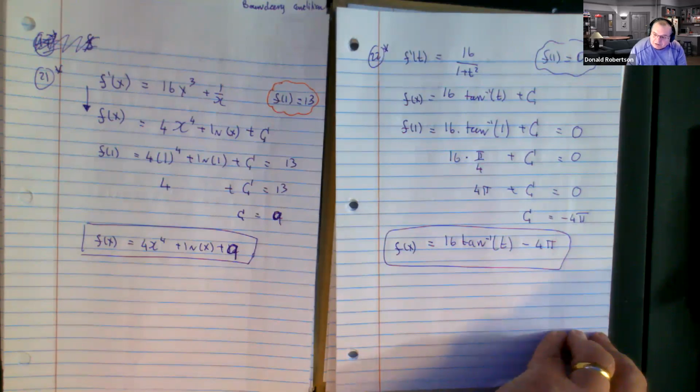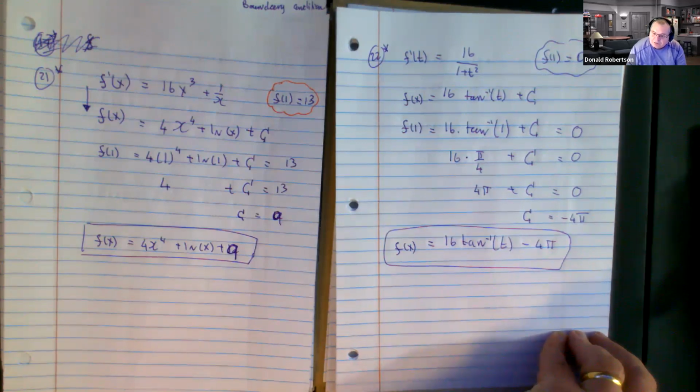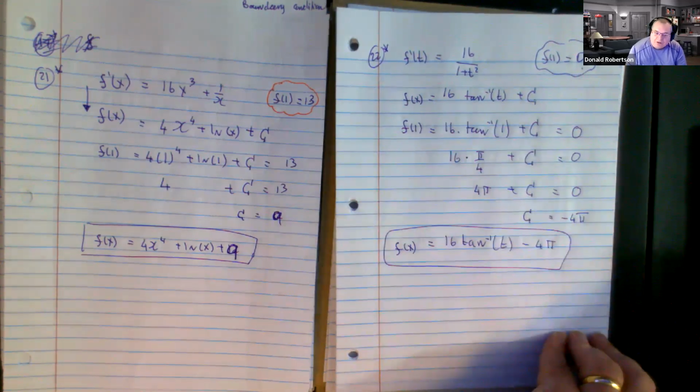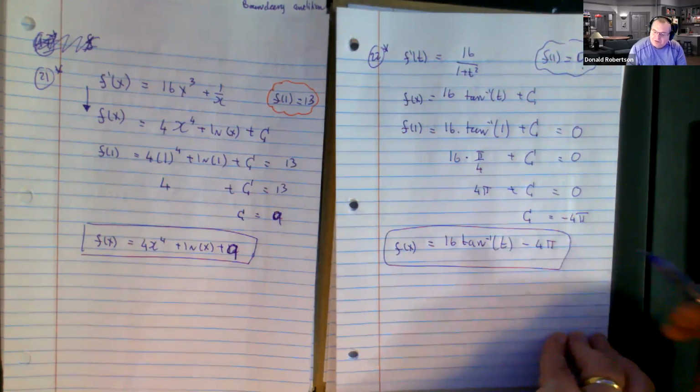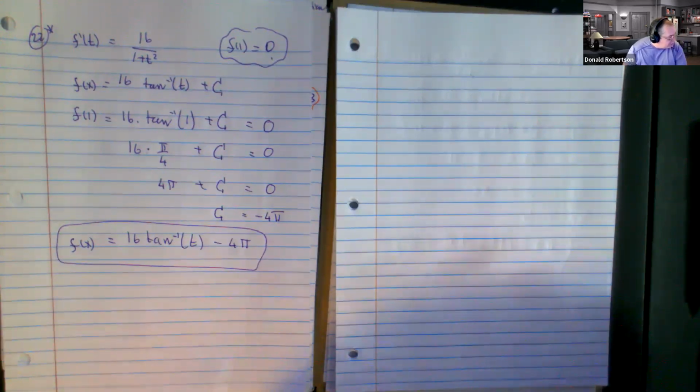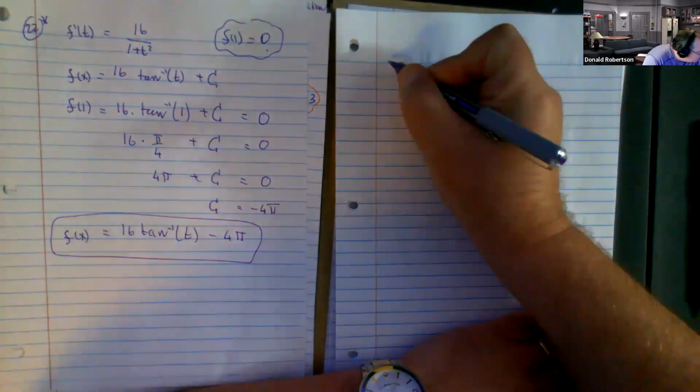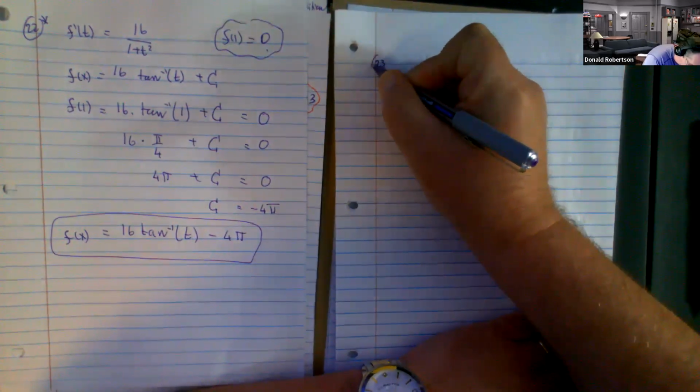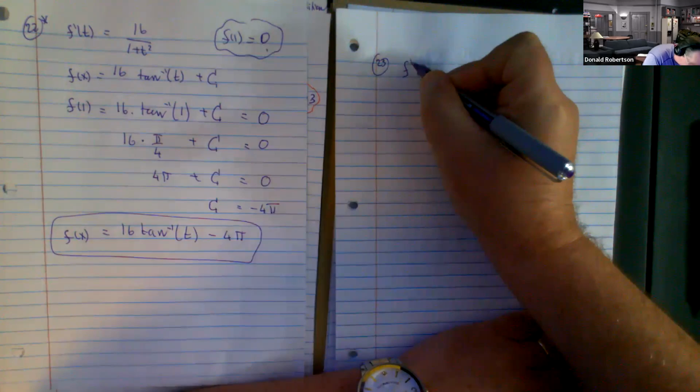Are we doing good? Happy with this process? Find antiderivatives and then use an extra piece of information, the boundary condition, to find out what C is. So we've got one more of these to do, and then we take it a little bit deeper. So the last one of that particular kind looks like this.